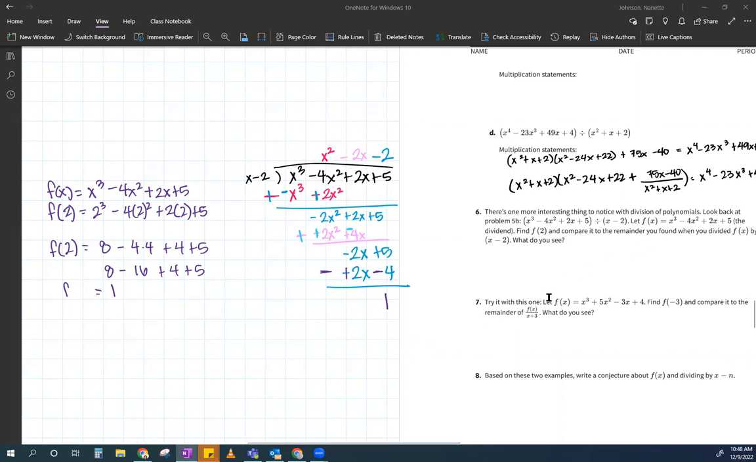Okay. What do you see? What do you notice? Yeah, they're the same. Oh, Ms. Johnson, so how can I use this? So that should always be your question.